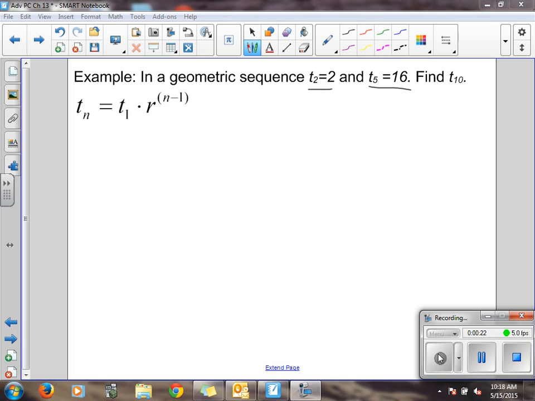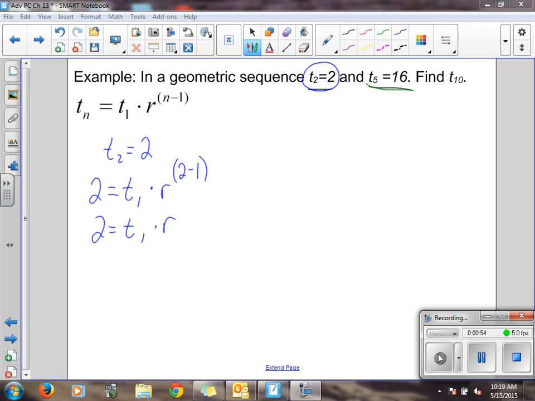What we're going to do is just evaluate and figure out what we get by using each of our terms. We know that t sub 2 is equal to 2. Again, that means our n value is 2, and t sub 2 is 2. Plugging that into our formula, we don't know our t sub 1, our start value, or our r value, but we do know that n is 2. We can simplify that and get that we're essentially looking at r to the first power. So our equation right now is that t sub 1 times r is going to equal 2.